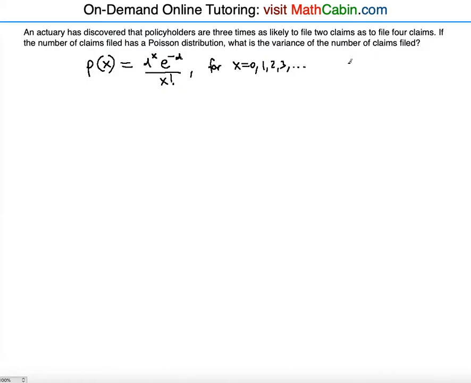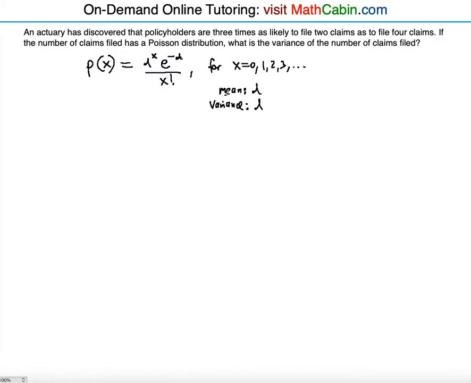Okay, and we know that also the mean is going to be lambda, and also the variance is going to be lambda as well. So that's the great part about the Poisson distribution. The mean and variance are both equal to lambda.